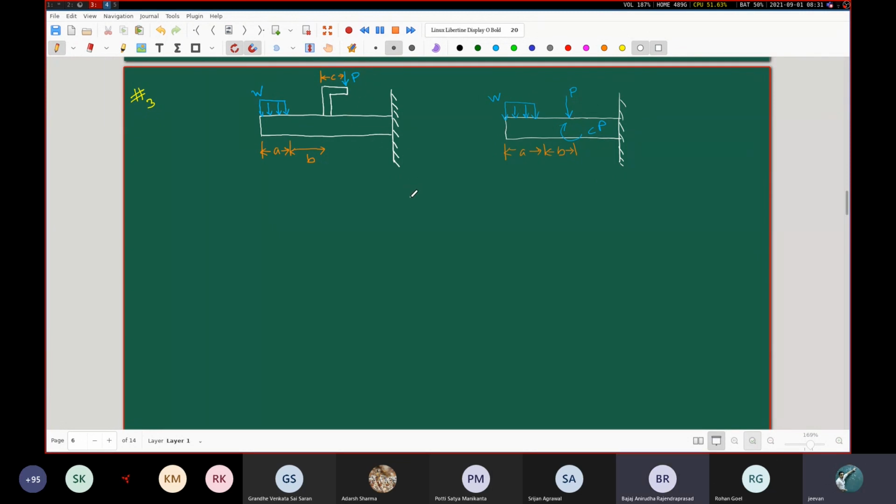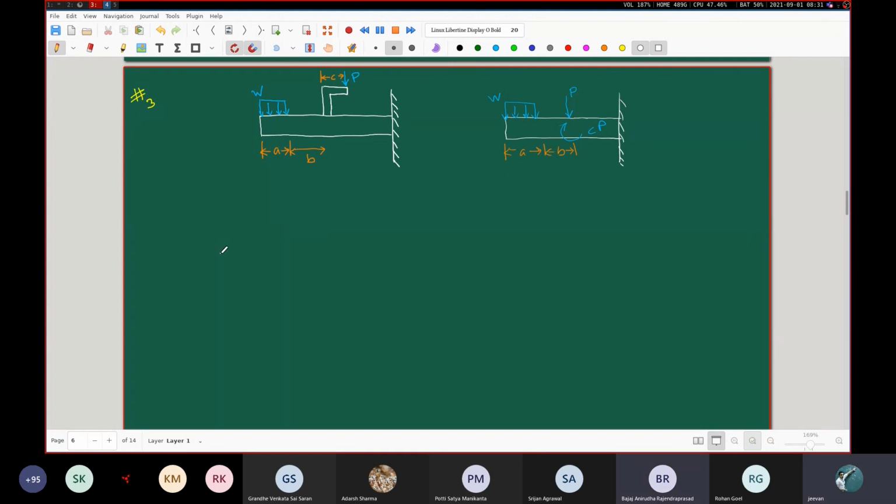So can we shift that P force to any other point and take moment like that? Absolutely. You can shift P to here also, no problem. As long as you take the correct moment, there is no problem. So if you shift P to this point, what will be the moment arm? A plus B plus C. So you will have to write that as (A plus B plus C) into P if you translate this P to here.